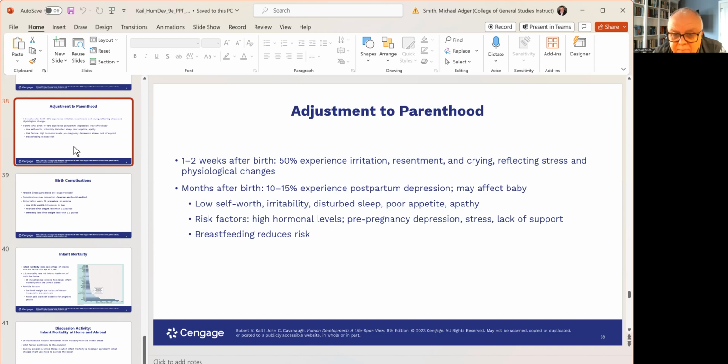1 to 2 weeks. About half the parents go through irritation, they go through resentment, they go through crying. This is the mother reflecting stress and physiological changes. This is a tremendous change to a woman's body. Think about 9 months of taking vitamins and minerals and everything that you've got stored in your body. That baby's taking it from you. And so, vitamin deficiencies kick in. There is postpartum depression, and that's a big deal.